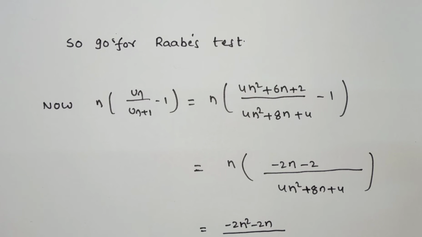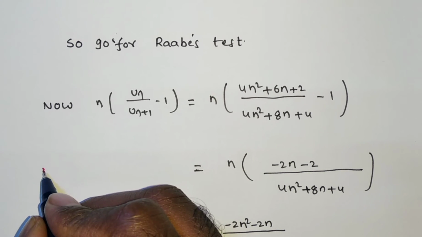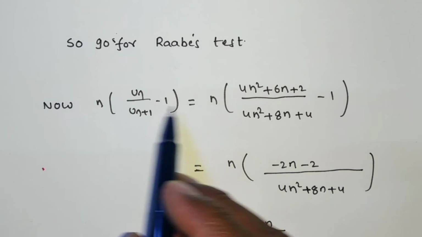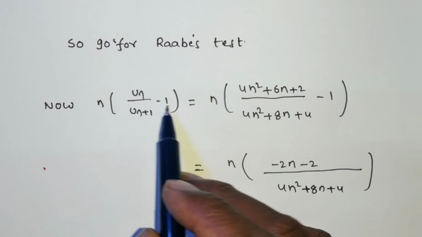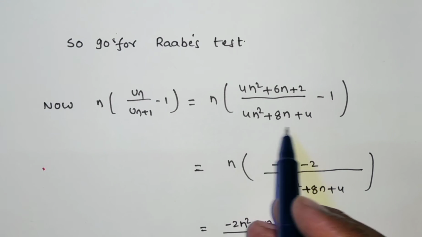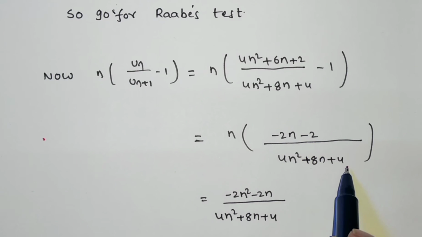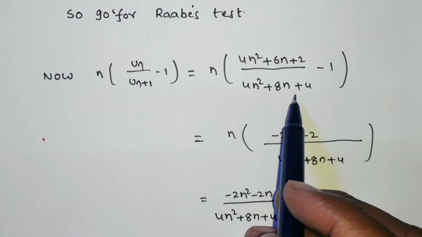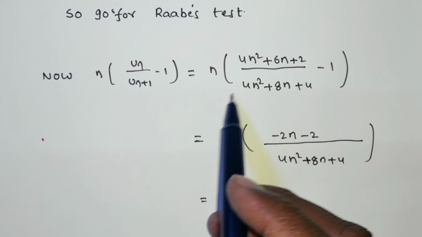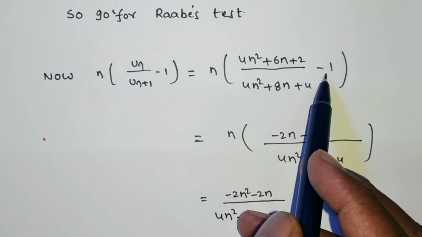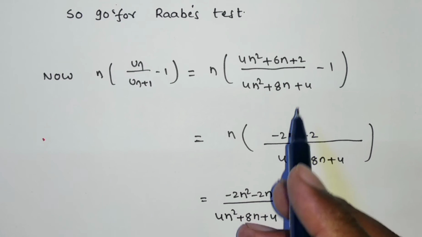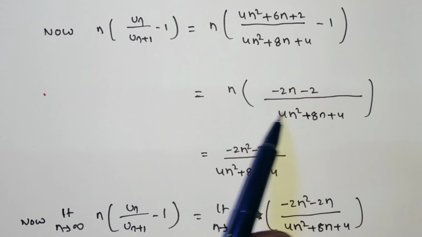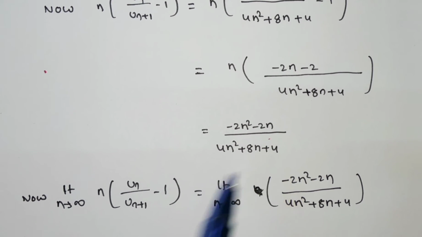In Raabe's test, we need to find the limit of n into un by un plus 1 minus 1. So first of all, n into un by un plus 1, and I have written minus 1. Now what is the LCM for this? 4n square plus 8n plus 4. Now numerator minus denominator, if you take the LCM. 4n square minus 4n square cancel. 6n minus 8n, so minus 2n. 2 minus 4 is minus 2. Now this is minus 2n square minus 2n by 4n square plus 8n plus 4.